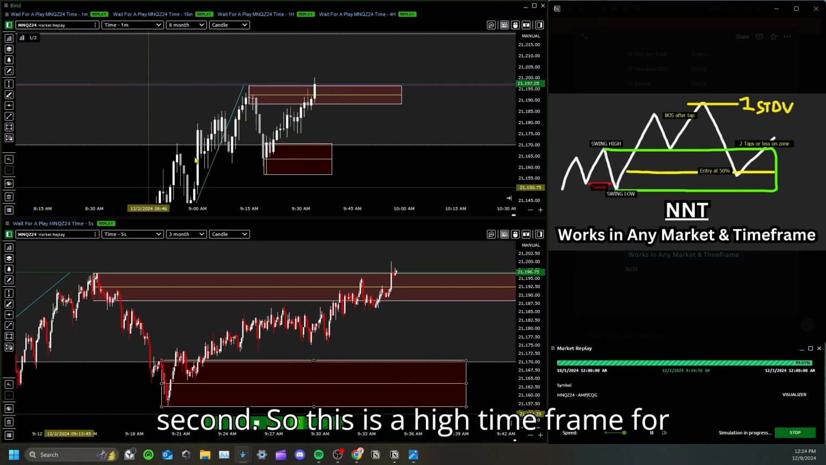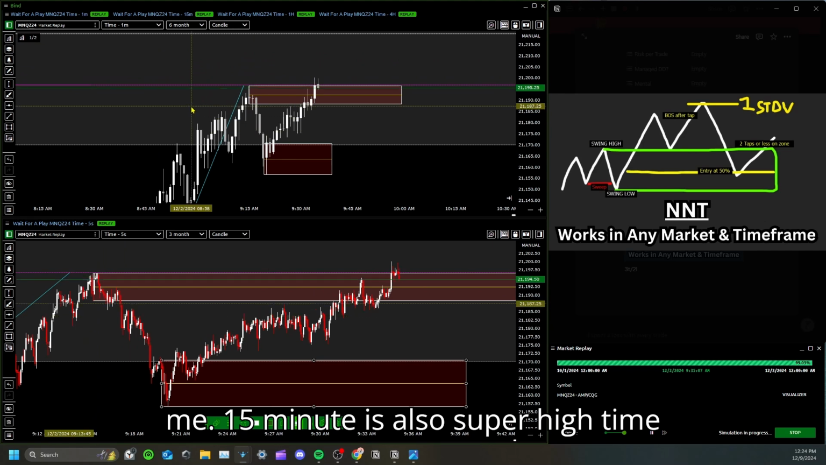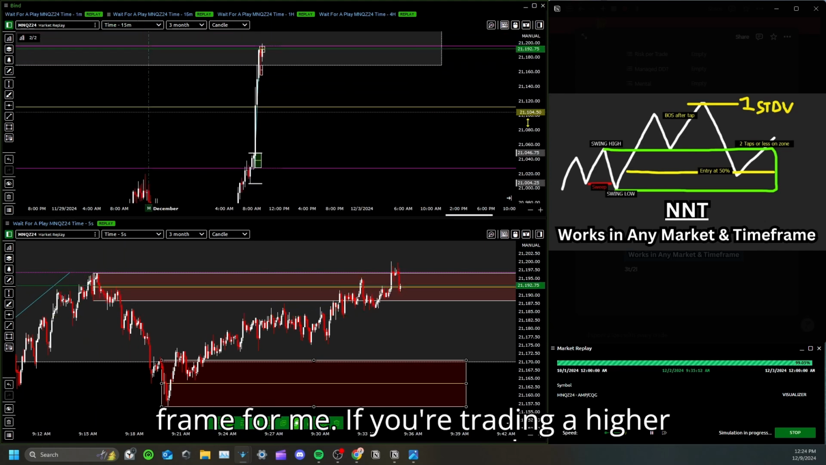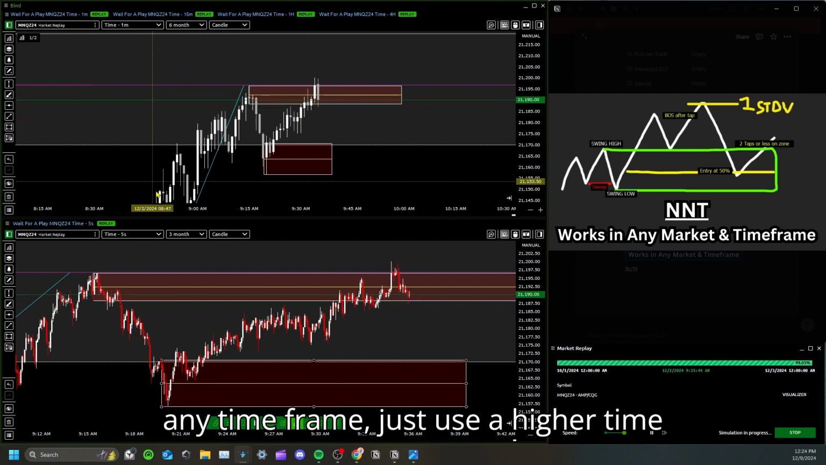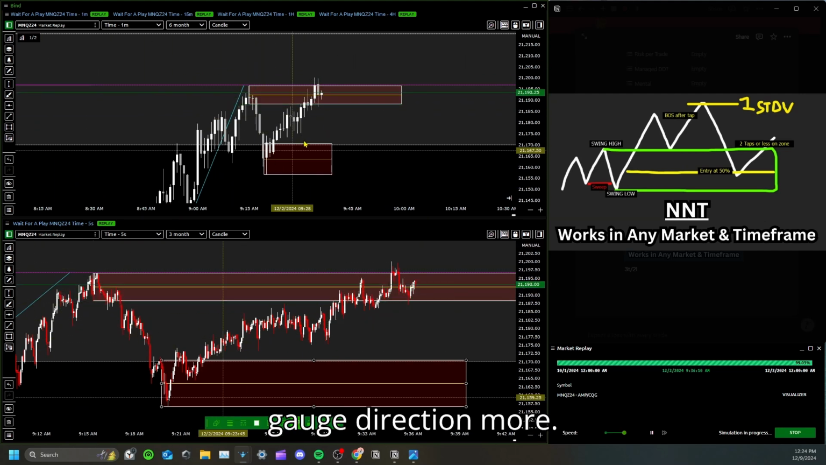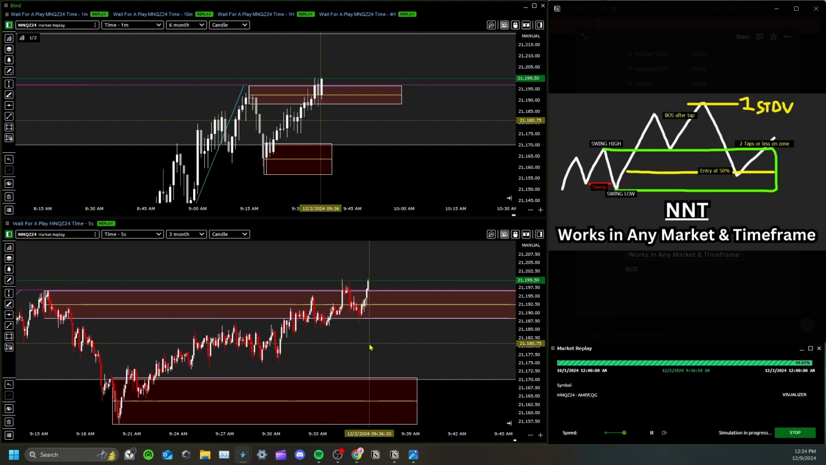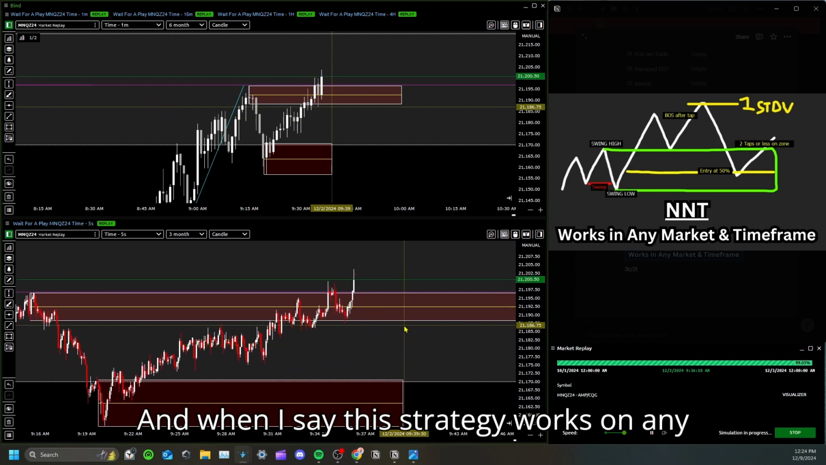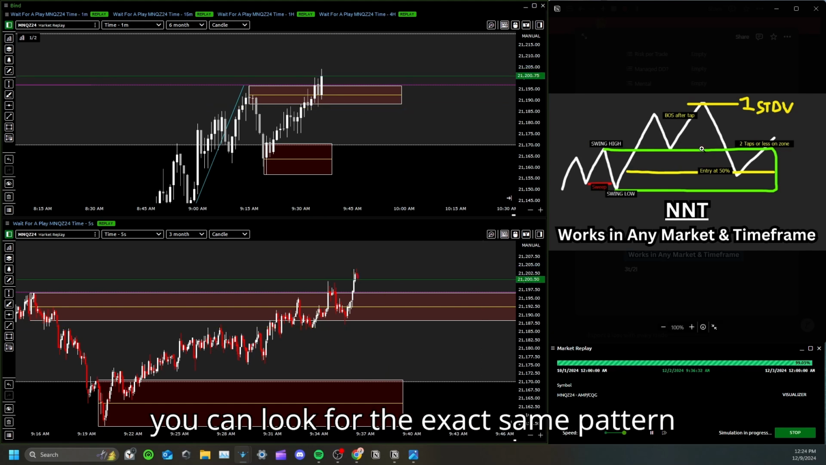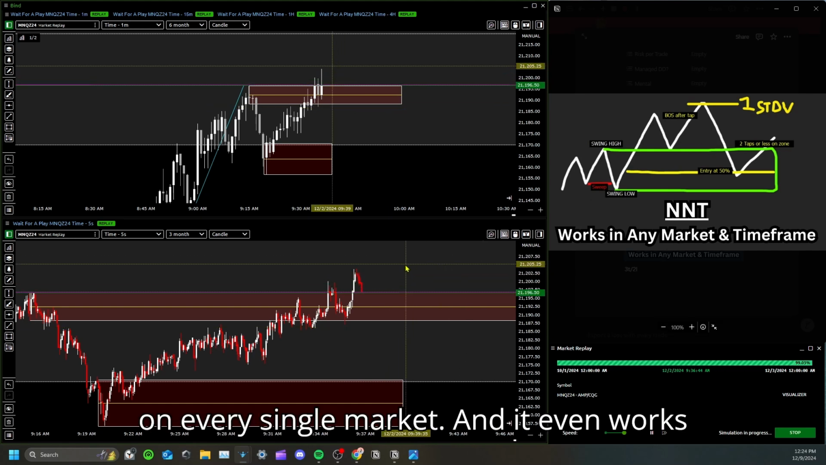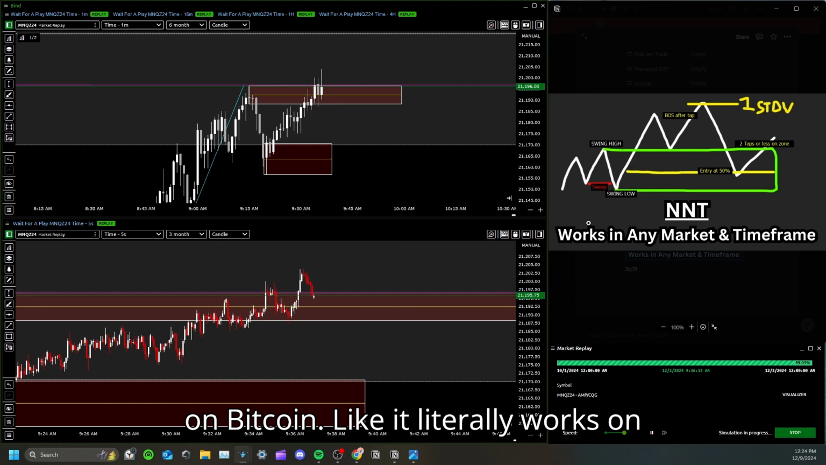I'm trading the 5 second, so this is a high time frame for me. 15 minute is also a super high time frame for me. If you're trading a higher time frame, because the strategy works on any time frame, just use a higher time frame than what you're trading to help gauge direction more. And when I say this strategy works on any time frame, any market, I really mean that. You can look for the exact same pattern on every single market, and it even works on Bitcoin. It literally works on anything.